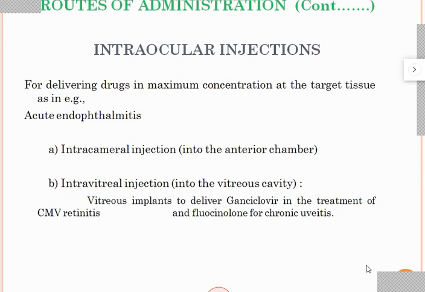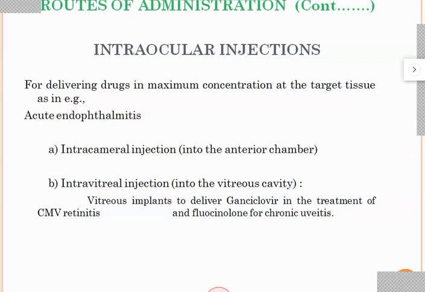In these cases, we give intraocular injections. If the pupil is constricted, you can give intracameral adrenaline to dilate the pupil on the table. And the other one is intravitreal injection. That means the injection drug is given into the vitreous cavity.